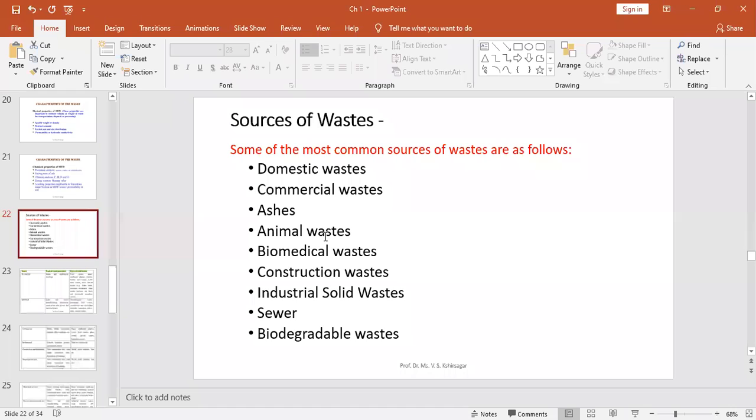Have you written this slide, the sources of waste? I think I have not given you time to write that. So please write this down first and then we'll continue. Please write it down fast. Sources of waste. These are the different sources of the waste.